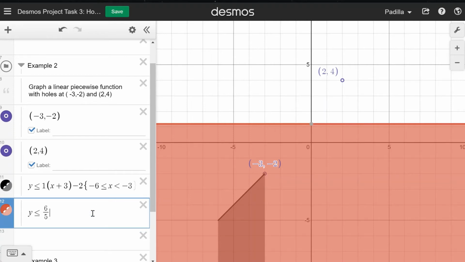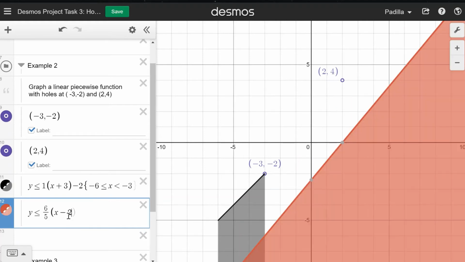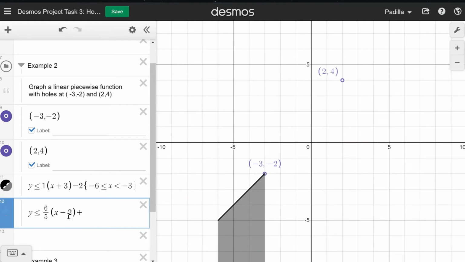And then I need to use one of those 2 points. So I can either use negative 3, negative 2, or 2 and 4. I'll use 2, 4 this time. So minus 2 on the inside, then plus 4.